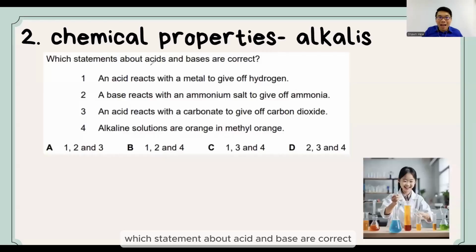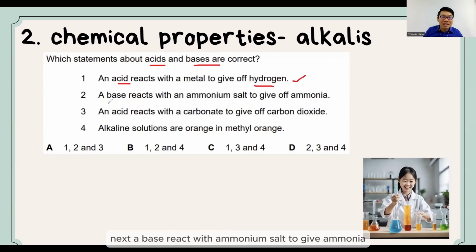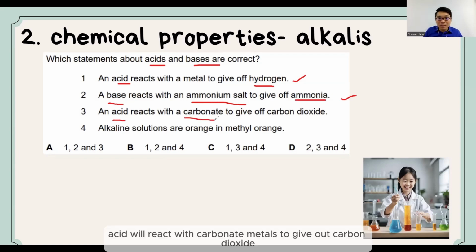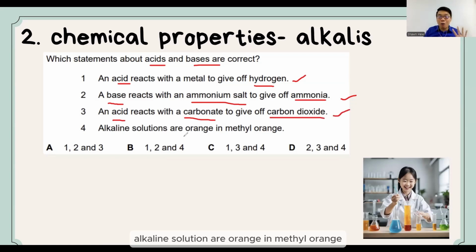Which statements about acid and base are correct? Acid reacts with metal to give hydrogen. Yes. Next, a base reacts with ammonium salt to give ammonia. Yes. Acid will react with carbonates to give out carbon dioxide. Yes. Alkaline solutions are orange in methyl orange. No. Later we will learn about indicators. In methyl orange, this orange represents the neutral state. So the answer is 1, 2, 3.